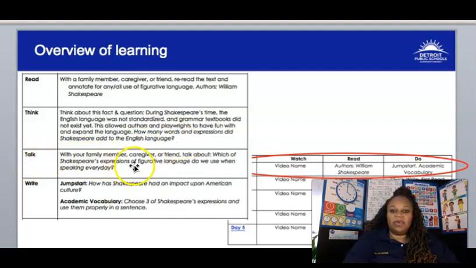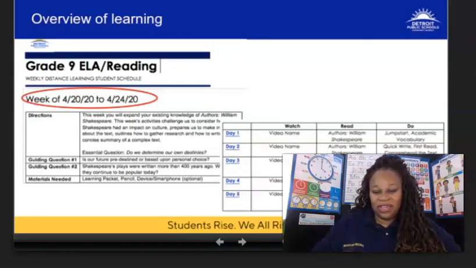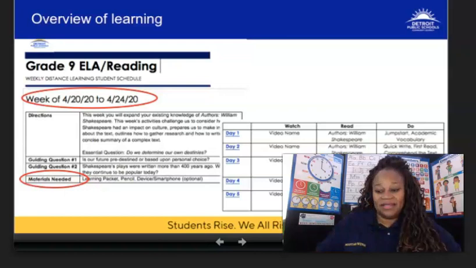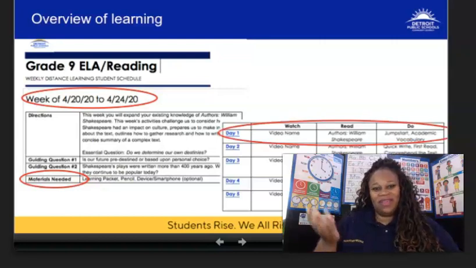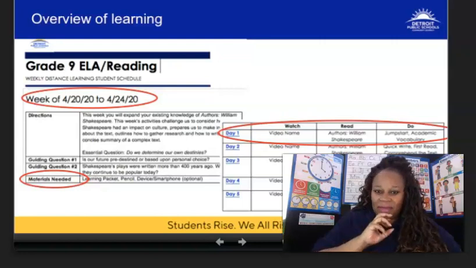Talk with your family member, caregiver, or friend about which of Shakespeare's expressions of figurative language we use when we're speaking every day. And then lastly, we will engage in a jumpstart writing activity and academic vocabulary. In terms of an overview of our learning for the week of April 20th through 24th, the materials needed are your learning packet, a pencil or a pen, and an electronic device or a smartphone. For this week, we're going to focus on a jumpstart activity and academic vocabulary.